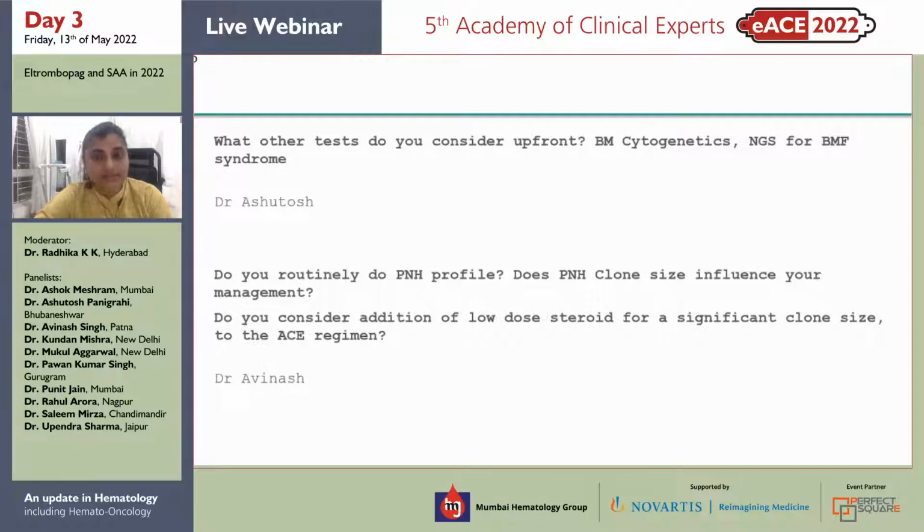And for NGS for BMF syndrome, basically there are two issues. One is affordability. If it is possible, then we go ahead with that, and if there is strong clinical suspicion. And second thing, baseline NGS for BMF I do not do in all my patients. Only in a selected population we do it. But obviously, I do a baseline cytogenetics and stress cytogenetics for all those who are less than 40 years of age. Okay, sure. So, do any of the panelists do NGS routinely upfront in bone marrow failure cases?